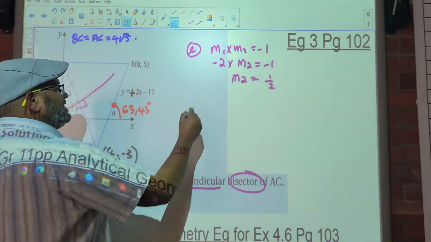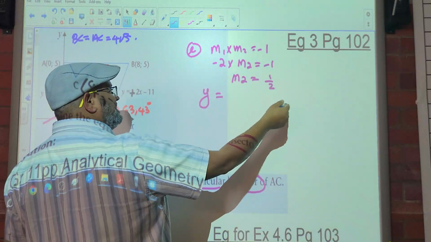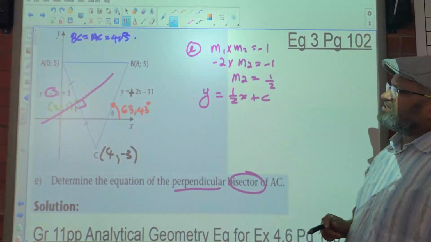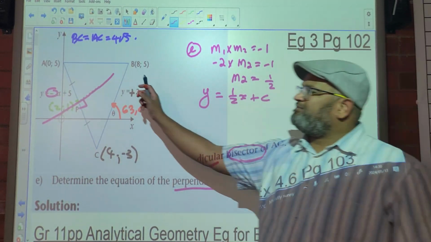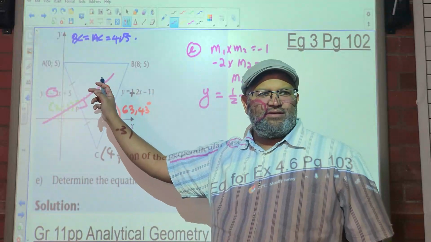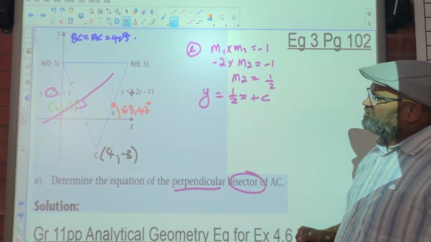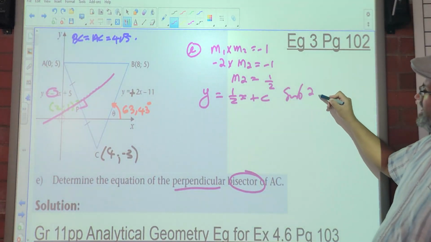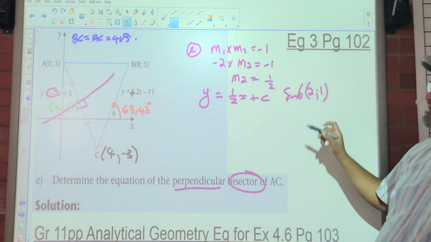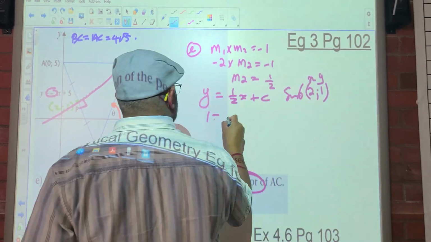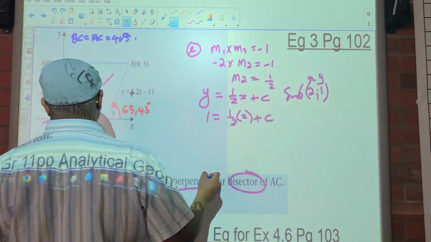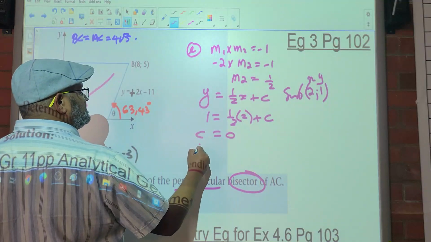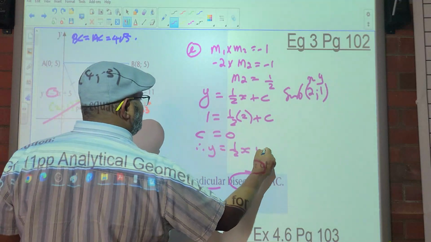Yes, sir. Right, so what's my equation? y equals mx plus c. What's your m value? Half. So y equals half x plus c. In order to calculate c, I'm going to substitute a point that's lying on this purple line. Do I have such a point? Yes. Which is what? (2, 1). I can only substitute a point that this graph is going through. So 1 is equal to half times 2 plus c. Half times 2 is 1, and 1 minus 1 is 0. So therefore my equation is y equals half x plus 0.